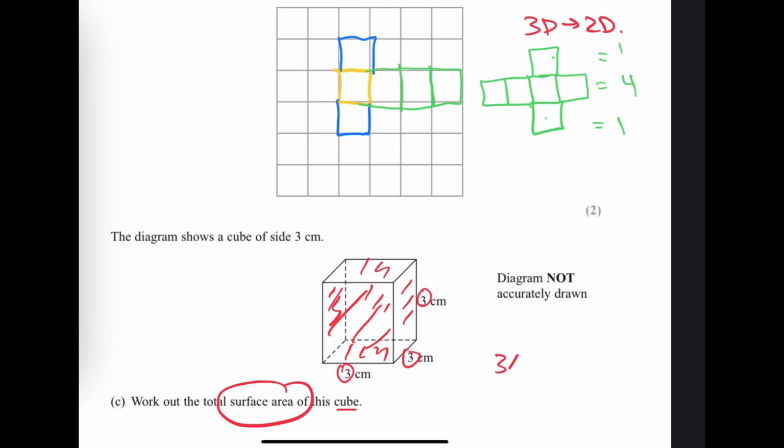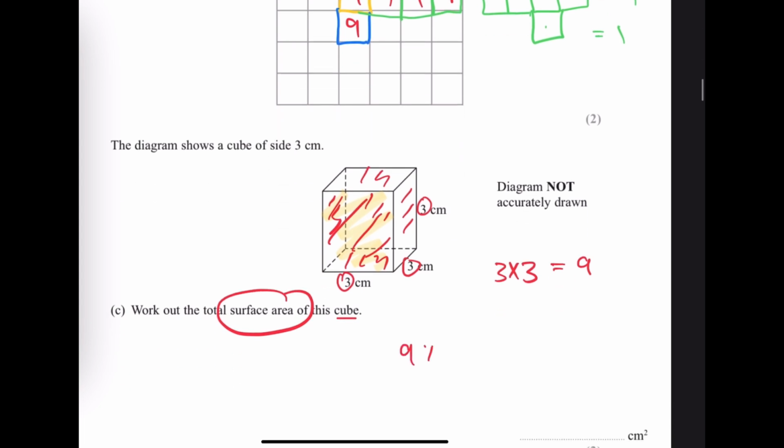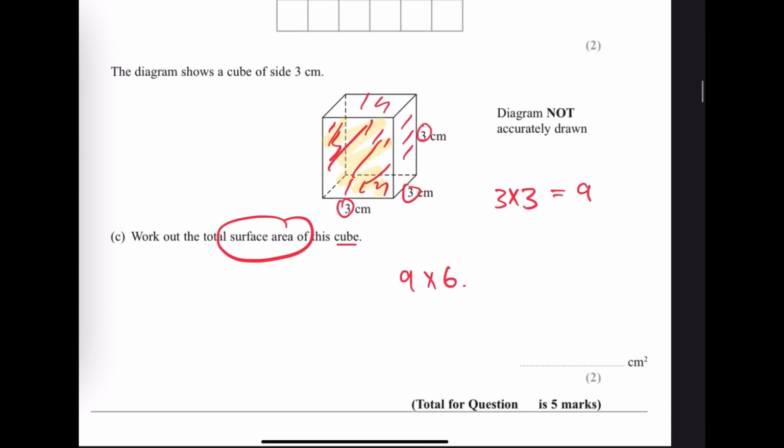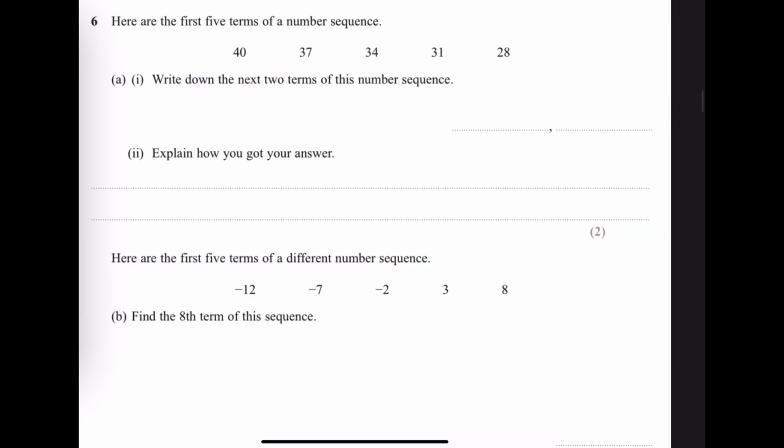So we do 3 times 3, so that we can find out what the front is. That is going to equal 9. So we know each one now is 9 since all of them have the same side. To find area, you do length times width. Now you just have to add them all together. So there is 6 9s. So adding all of them is the same as doing 9 times 6. The answer is 54.